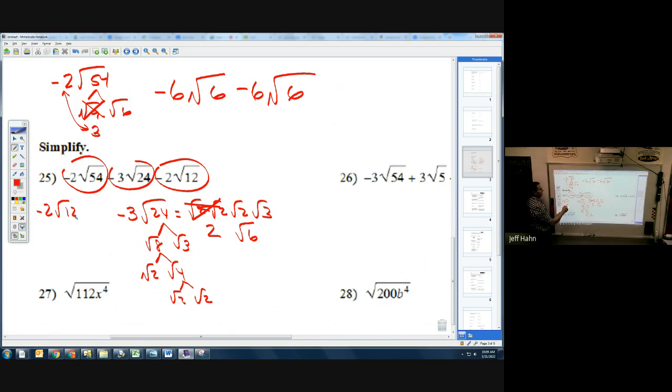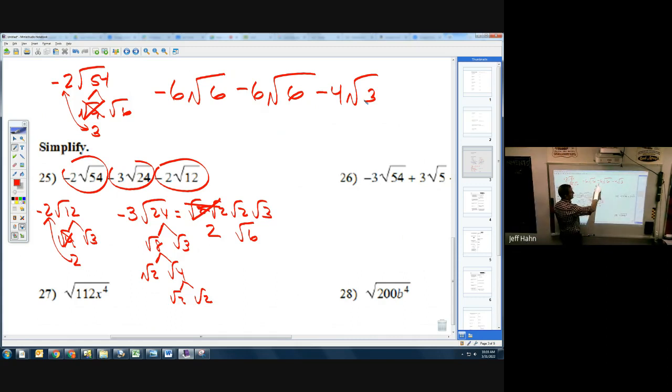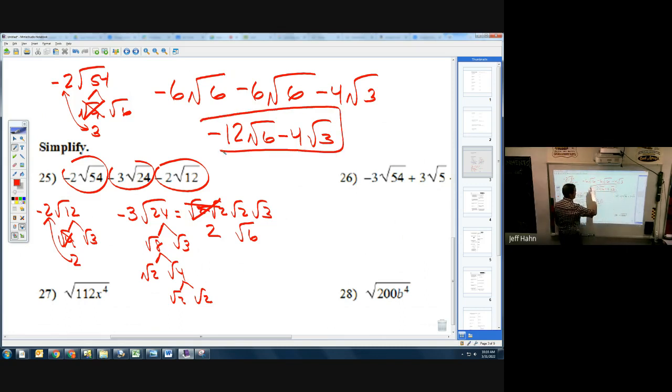-2 times the square root of 12 breaks down to what, Maddie? 4 times 3, did you say? Okay. Square root of 4 is 2. So that 2 gets multiplied by that -2 to give you -4 square roots of 3. And when you get there, in order to combine like terms, they have to be the same radicals. Square root of 6 and the square root of 6 you can put together. You have -6 of them and another -6 of them, you end up with -12 of them. -4 times 3.